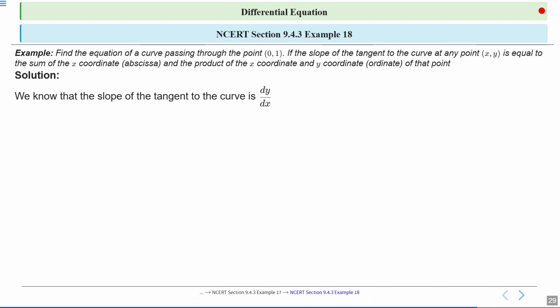So as we know that slope of the tangent to the curve is dy by dx, therefore dy by dx is equal to x plus x into y. Why? Because it is given in this question that the tangent to the curve at any point x, y is equal to the sum of x coordinate, so x plus product of x coordinate and y coordinate, so dy by dx is equal to x plus xy.